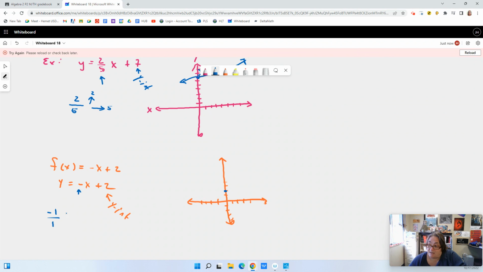So if I keep the negative up top, right, if I make my rise negative 1, that means I would go down 1. And then I would take my run, this bottom part, in the positive direction, 1. What does that look like? Well, okay, here we go. The -1 means I would go down 1, and then in the positive direction 1. And then I could connect those 2 points to make my graph. Does that make a little bit of sense? Okay.